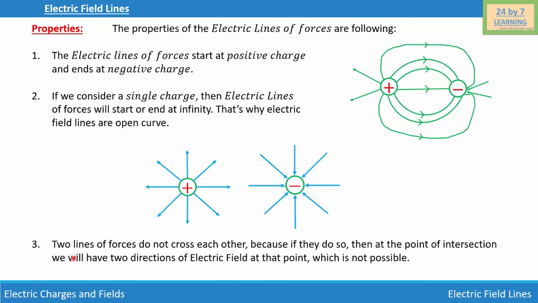Now the third property is that two lines of force do not cross each other, because if they did, then at the point of intersection we would have two directions of electric field at that point, which is not possible. So in other words, electric lines of force do not cross each other, because if they cross, then at the point of intersection we have two directions for the electric field, which is not possible. And this is how we define the electric field lines.